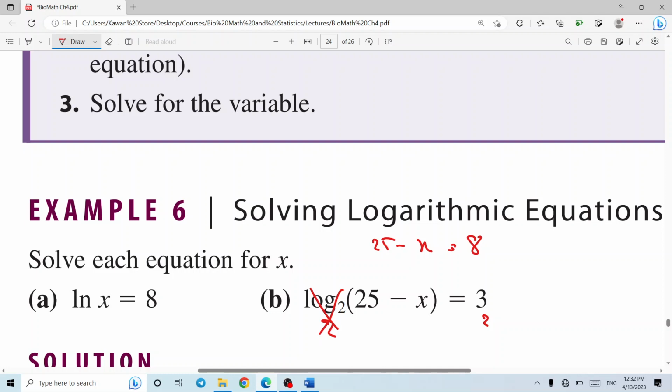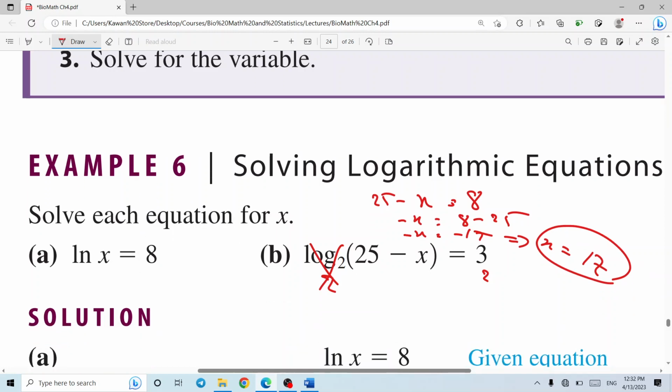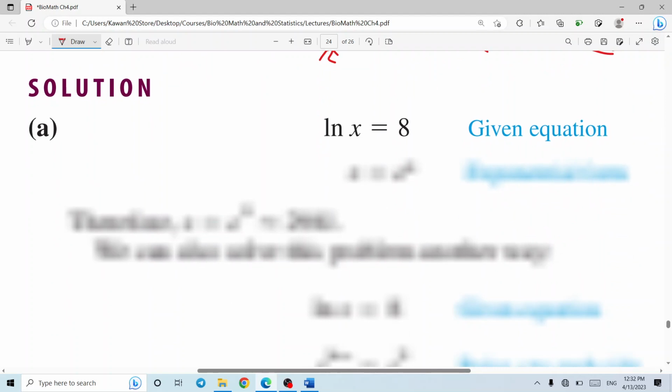It's by raising up to the power. So 2 to the power 3 is equal to, not 9, is equal to 8. Careful. 2, 2, 2, like that. Then, of course, minus x will be 8 minus 25. And minus x will be minus 17. Then x is 17. That's all. Easy, 3 steps. Check where was the mistake. Kindly check.